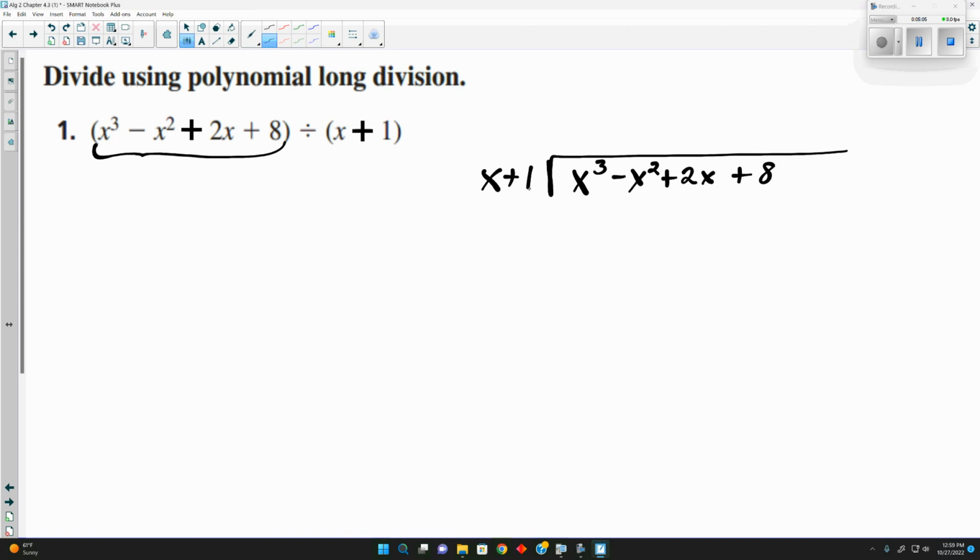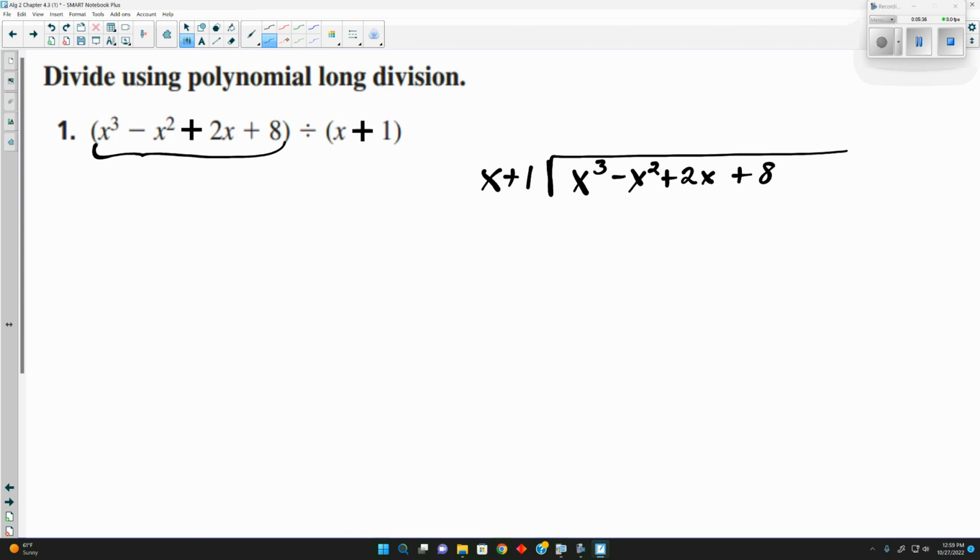Now, if we have any terms missing, here our first term is x to the third. So we'll need x to the third, x squared, x, and then our constant term. If any one of these is missing, we're going to add it back in as 0 times whatever that variable is. So if we were missing an x squared, we can rewrite it as plus 0x squared. It's more of holding a place so when we go through the process, it's not going to line up weird. Questions on this so far?